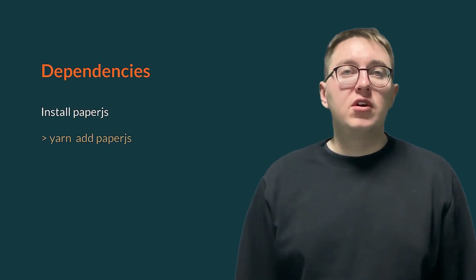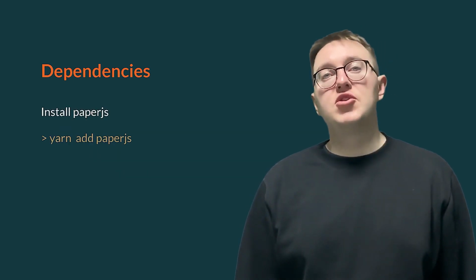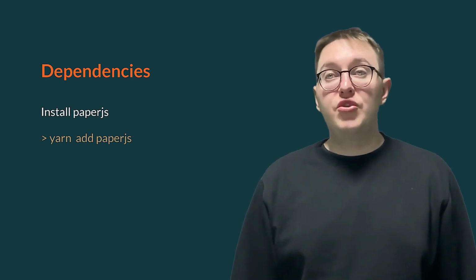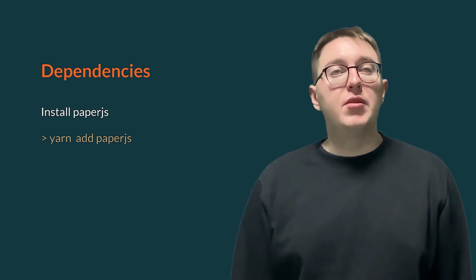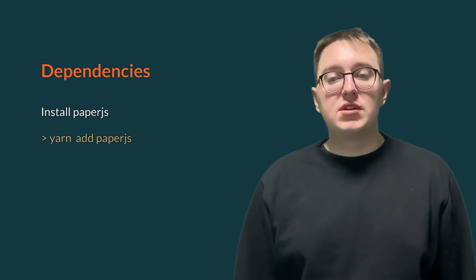As I mentioned before, in this tutorial, we will be recreating a Paper.js example. To achieve it, we first need to add it to our dependencies by running yarn add paper.js.